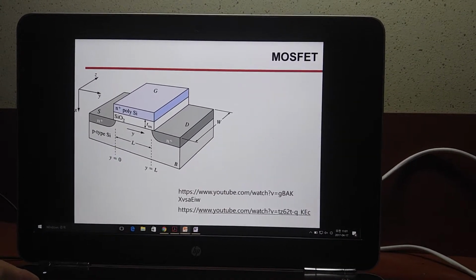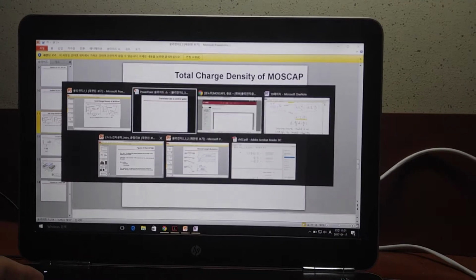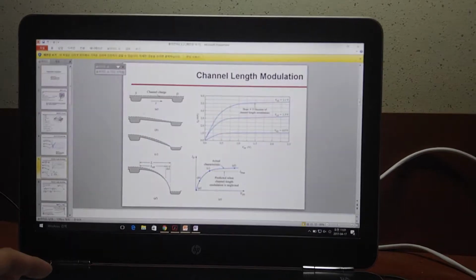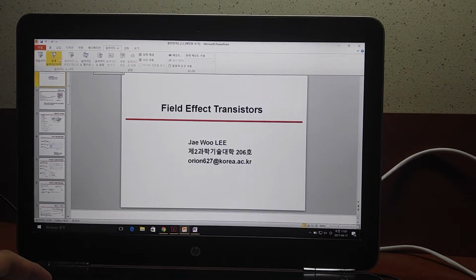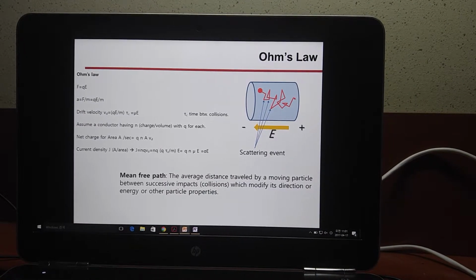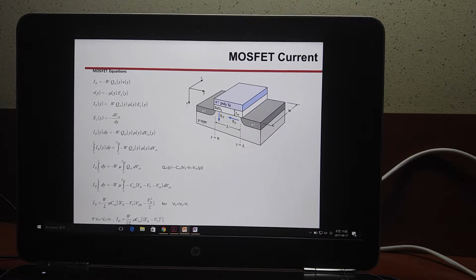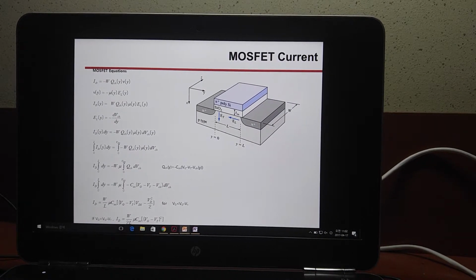For the next chapter, we mainly learn about MOSFET and its characteristics and channel length modulation. MOSFET is a device which consists of body, drain, source, and gate. Actually it is a 4-terminal device, but we regard this as a 3-terminal device.